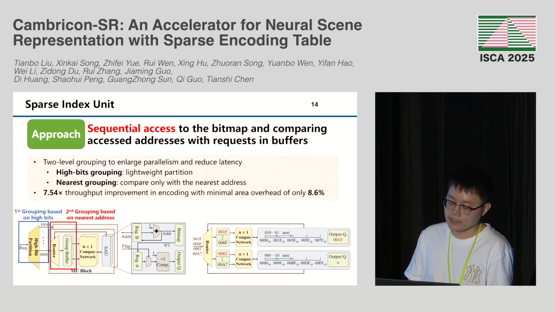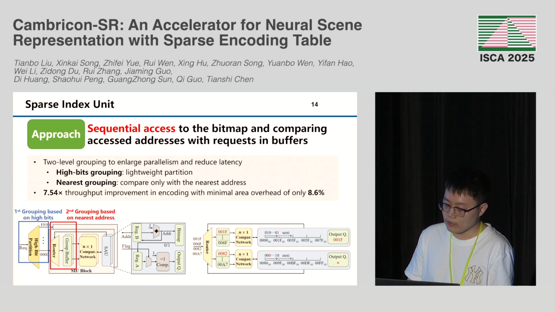In order to reduce the latency, we perform multiple sequential accesses simultaneously and adopt a two-level grouping approach to increase the parallelism. Specifically, we first group memory access requests based on their high address bits, where each group only needs to access the corresponding range of the bitmap. Meanwhile, different banks of the bitmap perform sequential accesses in parallel. We locate the nearest access address to each request and only compare that request with the address, thus significantly reducing the number of comparators.